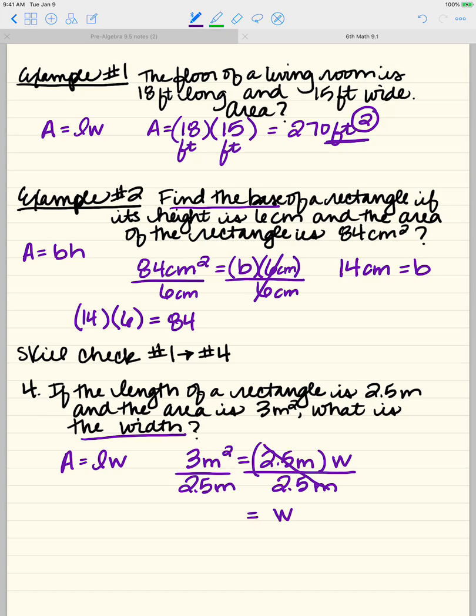3 divided by 2.5 is 1.2 meters. Okay, so the width of the rectangle is 1.2 meters. If you want to check and make sure you did it correctly, the length times the width should give us the area. So we're going to do 3 times 1.2. 3 times 1.2 is, in fact, 2.5. We have solved this correctly.